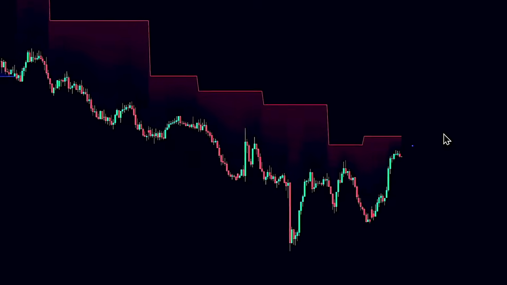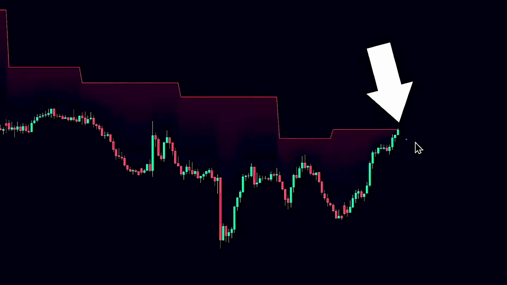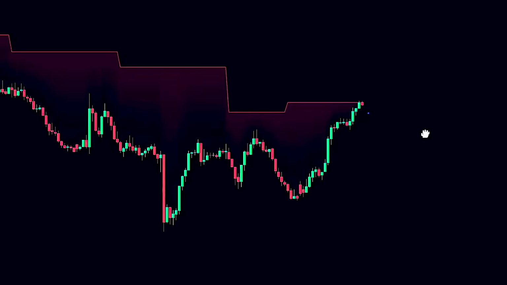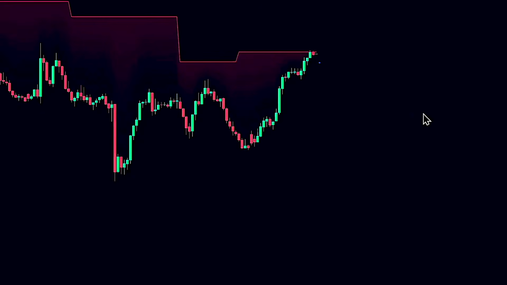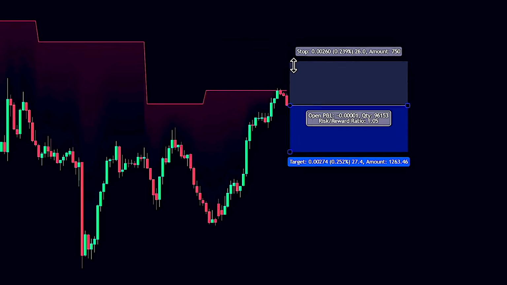Third, you wait for a pullback toward the red line. In a downtrend, that red line acts as dynamic resistance. It's the ceiling buyers need to break, and if they fail, the downtrend remains intact. Fourth, when price taps the red line or gets close, you wait for rejection. A bearish engulfing candle is ideal, or a strong bearish candle that closes away from the line. That's your entry candle. Your stop loss goes above the line and above the pullback swing high.